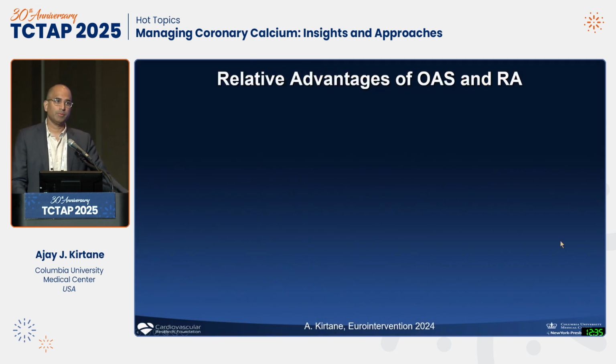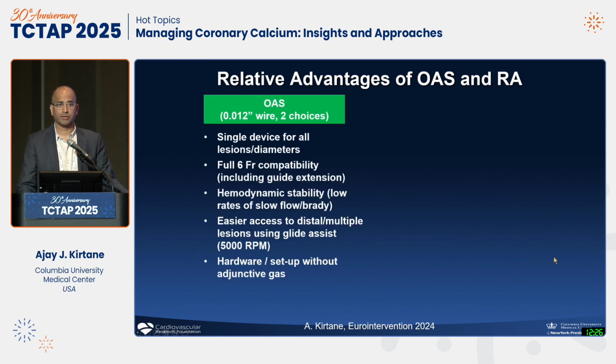Now, in terms of how do you pick a device, I'm going to talk a little bit about both orbital atherectomy and rotational atherectomy. And the reality is that you can use either for most cases of severe calcification. If you only had to pick one, the answer is we're going to be rotational atherectomy for the reasons I'll mention.